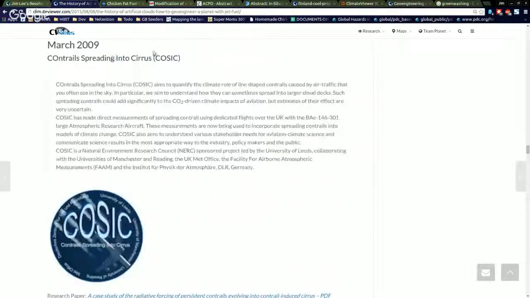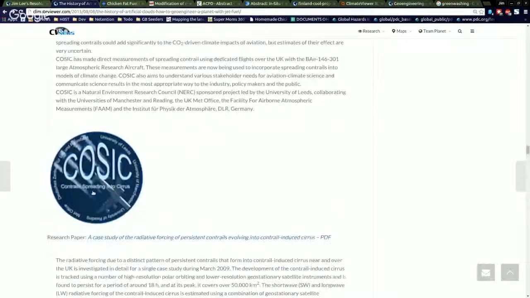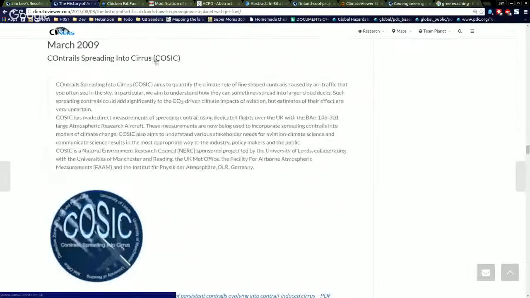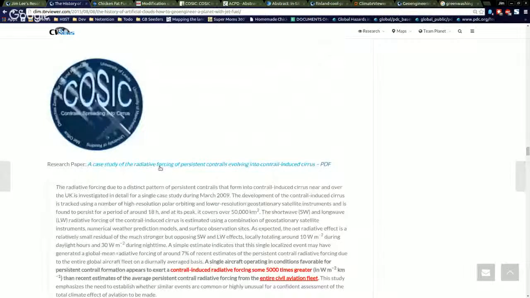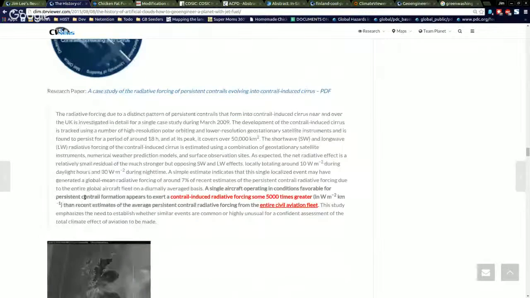Continuing, contrails spreading into cirrus, COSIC. Another program you might want to check out if you're not familiar with it. And as you can see, a case study for the radiative forcing of persistent contrails evolving into contrail-induced cirrus. This is great. A single aircraft operating in conditions favorable for persistent contrail formation appears to exert a contrail-induced radiative forcing some 5,000 times greater than the recent estimates of the average persistent contrail radiative forcing for the entire civil aviation fleet. So what does that say?